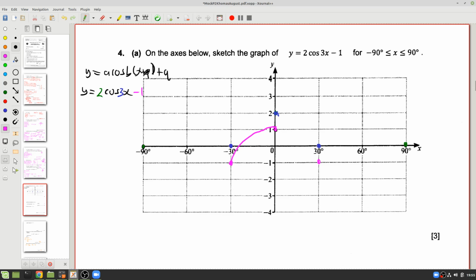Let's draw that in. Whoa, that is so ugly. I'm going to struggle to draw a proper graph here, but something like that. And then we can just extend that on.